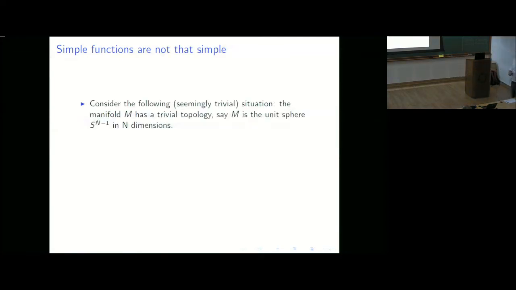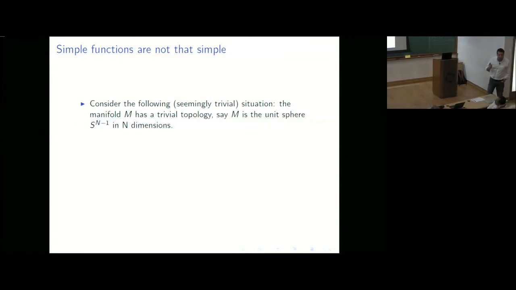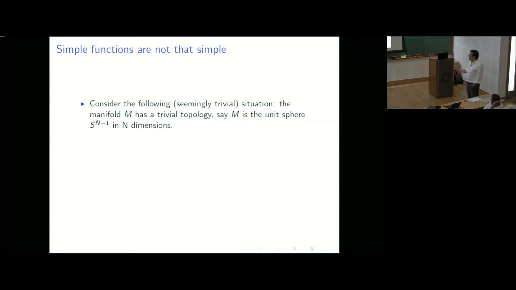So that leads me to the next thing, which is that simple functions are not necessarily simple. Okay, so in high dimension, high dimension is a trouble. So let's go there. Let's start with the simplest of all possible compact manifolds, maybe. The torus could be another one. Let's take the sphere, okay, in n dimension.